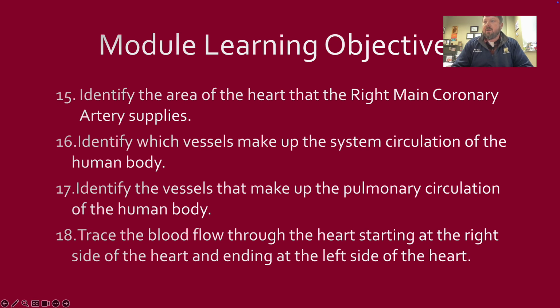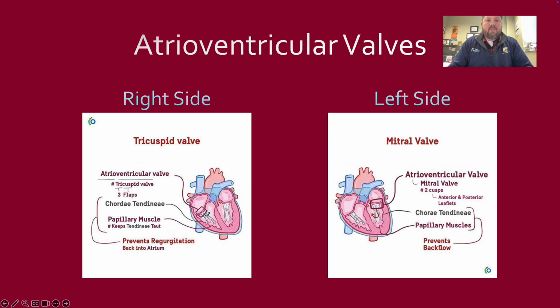16. Identify which vessels make up the systemic circulation of the human body. 17. Identify the vessels that make up the pulmonary circulation of the human body. And 18. Trace the blood flow through the heart, starting at the right side of the heart and ending at the left side of the heart. So picking up with the valves.